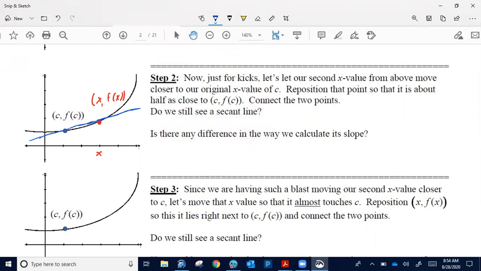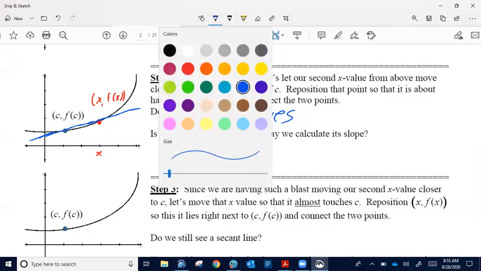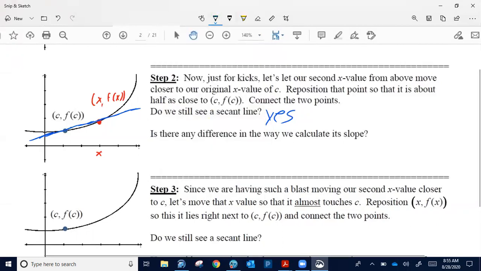we still have a secant line. But notice that secant line is not quite as obvious as the one before. There's less white space between my line and the curve. It's getting closer to brushing up against it, but it's still clearly a secant line. Do we still see a secant line? Yes, I do. It's not brushing against it. There's a gap in there. I can find the slope of that. I can find the rate of change of the secant line because we still have an x value and a y value and a second x value and a second y value.